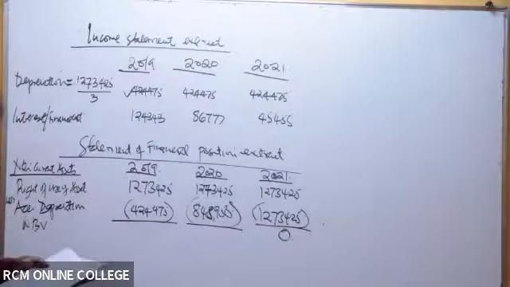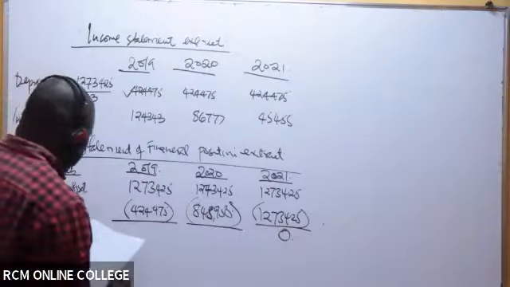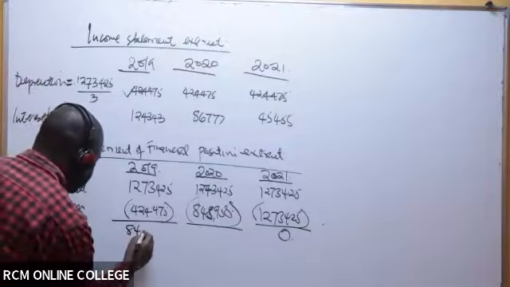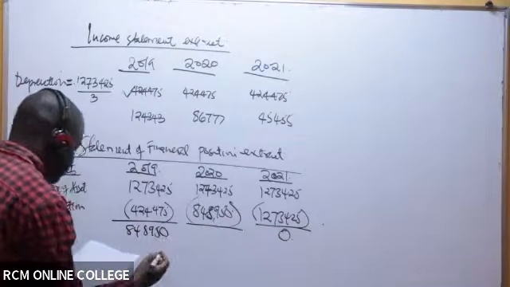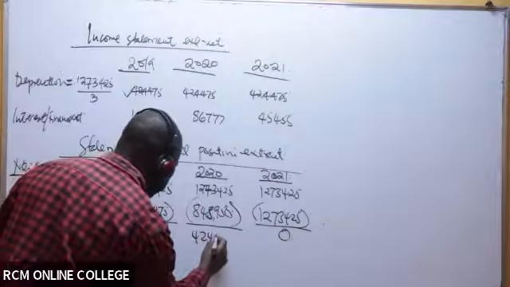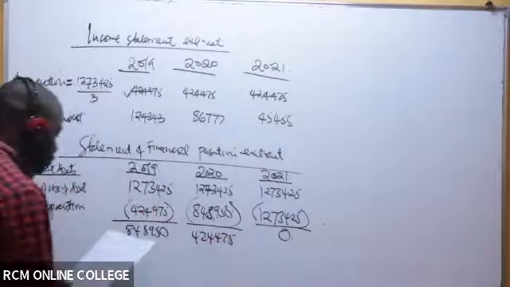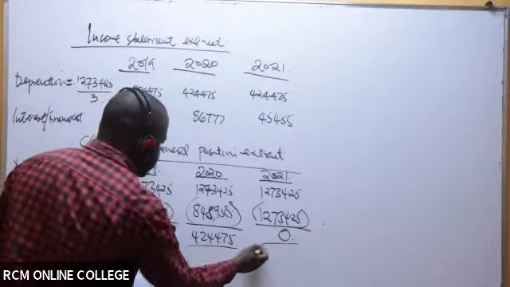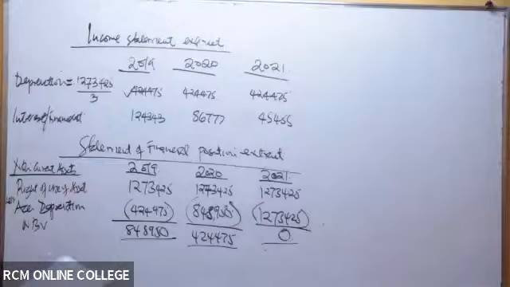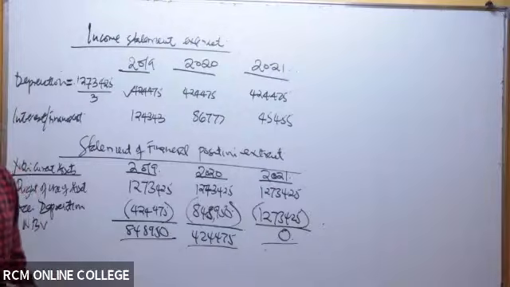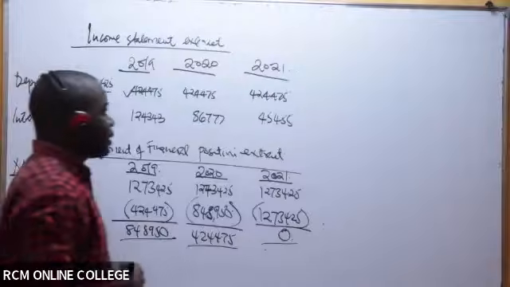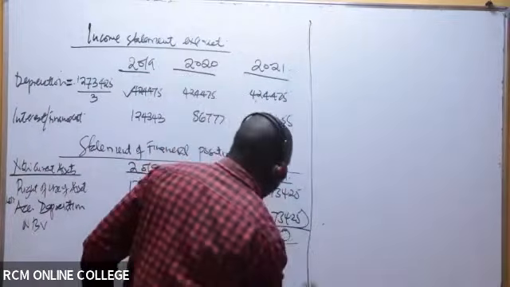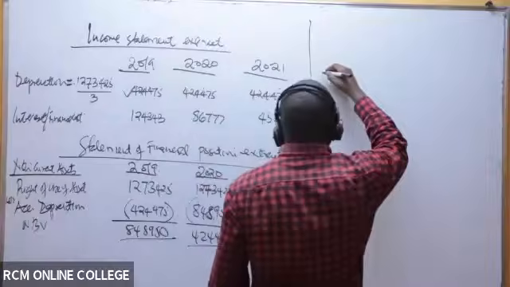Then you get the difference. If you get the difference there, you should be able to get here 848,950. This one you should be able to get 424,475. So that is the value of this particular asset. Then you go to the non-current liabilities. I don't know whether it will fit there, but we can just move here, no problem. So you continue, just continue.